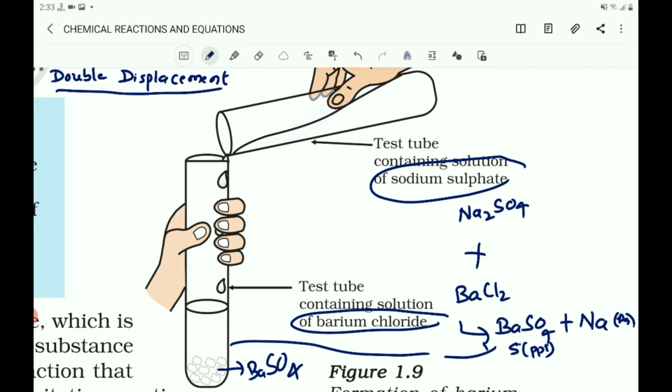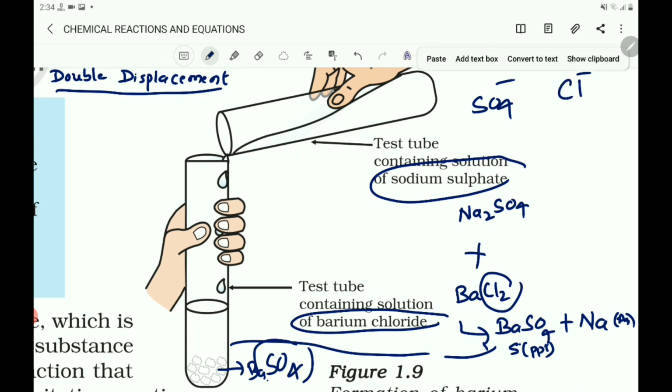They react with each other, and here SO4 and Cl2 are exchanged. So it is the exchange of ions. The SO4 ion and Cl ions are exchanged. This type of reaction is called double displacement. The reaction in which there is an exchange of ions between the reactants is called a double displacement reaction.